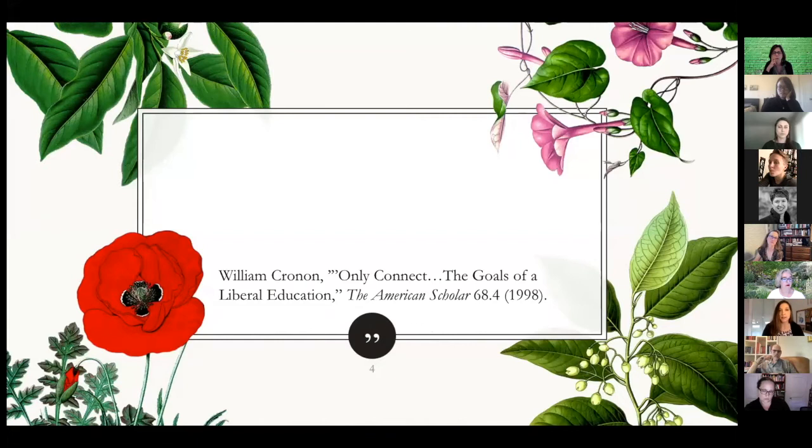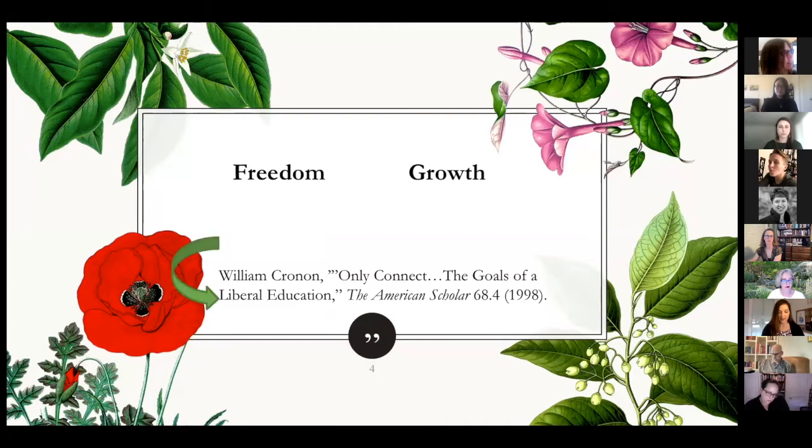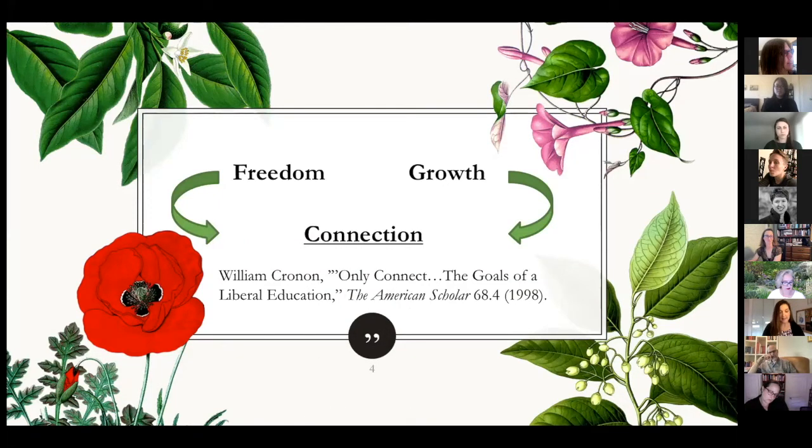In his well-known 1998 essay, "Only Connect: The Goals of a Liberal Education," William Cronon argues that freedom and growth are, quote, "values that lie at the very core of what we mean when we speak of a liberal education," the ultimate aim of which is to, quote, "nurture the growth of human talent in the service of human freedom." According to Cronon, both the origin and endpoint of such nurture lie in the Forsterian injunction, "only connect." For the skills and dispositions liberal education cultivates create people who, quote, "see connections that allow one to make sense of the world and act within it in creative ways."